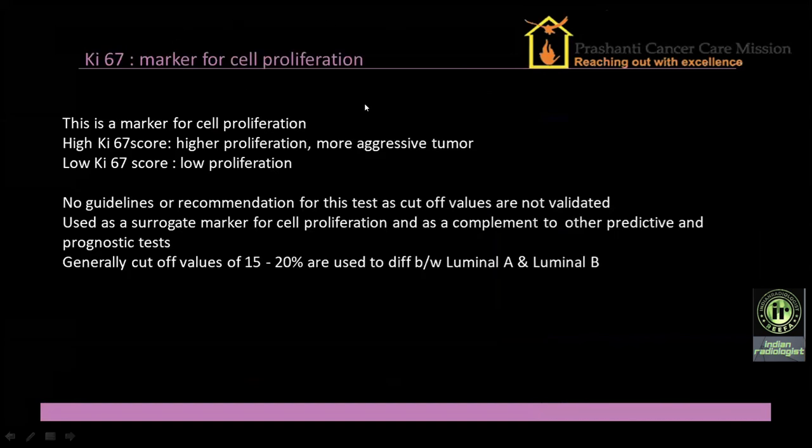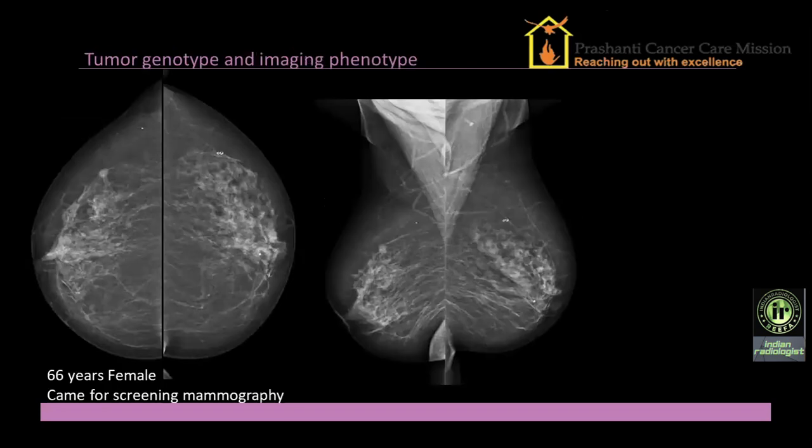We also have a marker for cell proliferation, which is called the Ki-67. A higher Ki-67 score indicates a more aggressive tumor, and we use this to differentiate luminal A from luminal B. So with a cutoff value of around 15 to 20%, hormone positive tumors showing this high score are classified as luminal B. Now, we are aware that it is our genetic makeup that determines our facial features, our skin color, tone, and hair texture, etc.